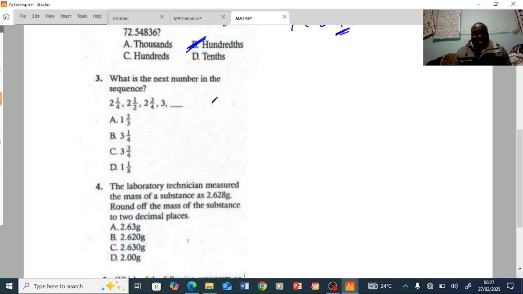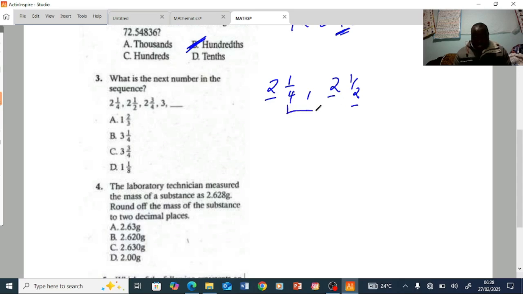What is the next number in the sequence? So we have 2, then 2 and a quarter. So we will find the difference. 2, 1/4, and the next number is 2, 2/4. Because this one and this one are the same, I will consider the fraction. So this is the next number.